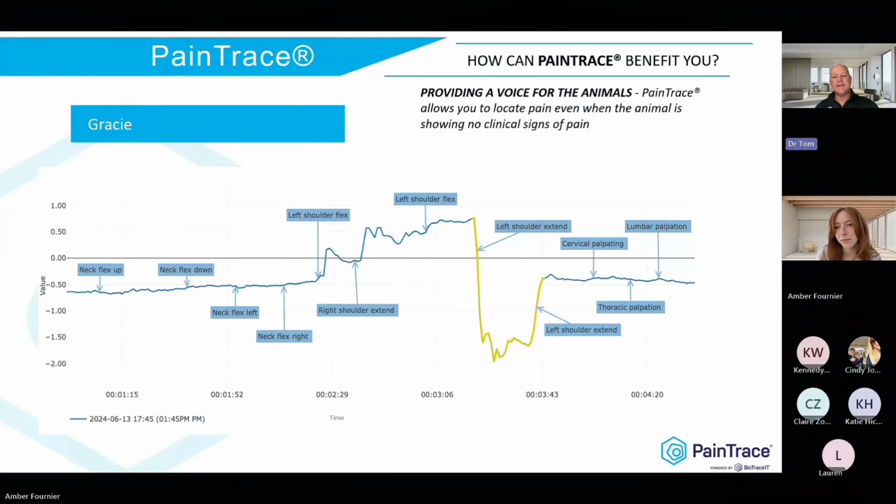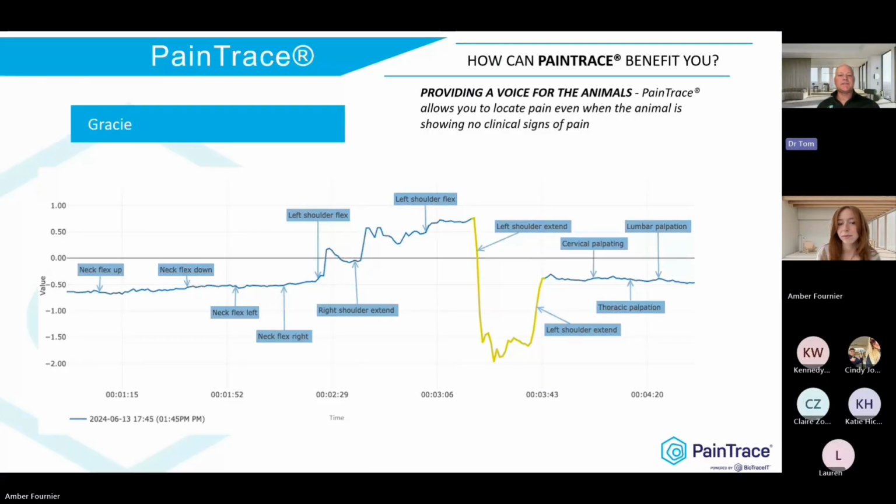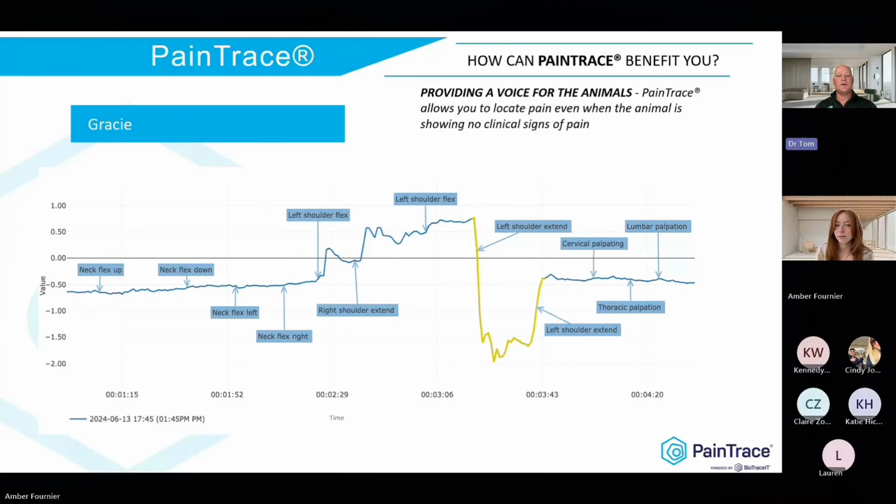In fact, Amber has cleaned this up for me because I actually repeated it, which is another wonderful factor with PainTrace. I extended that shoulder several times to make sure I wasn't hitting the device or causing an anomaly or pinching her in some way. And sure enough, this was a real finding, not an anomaly.